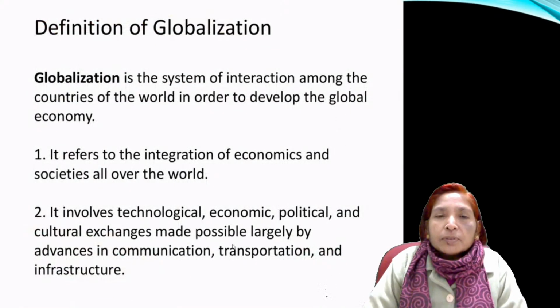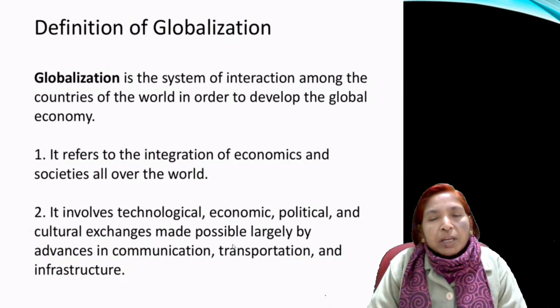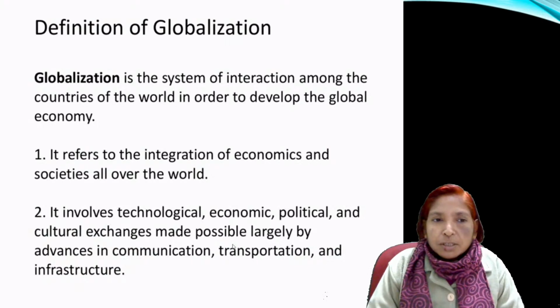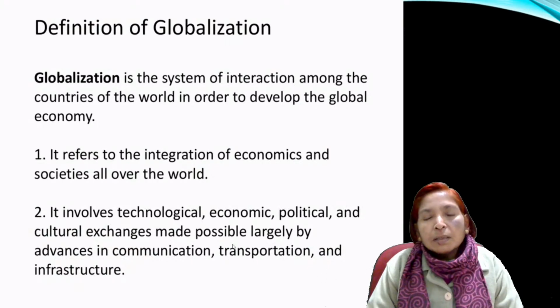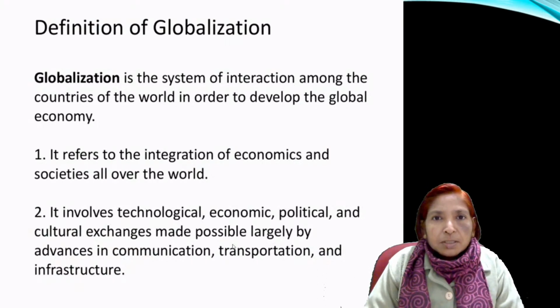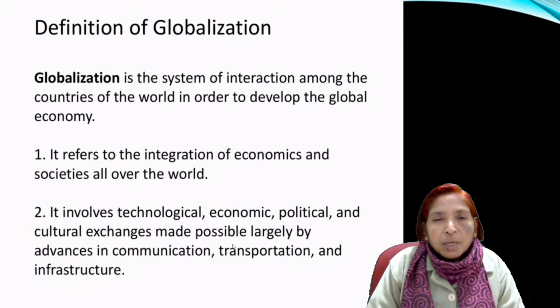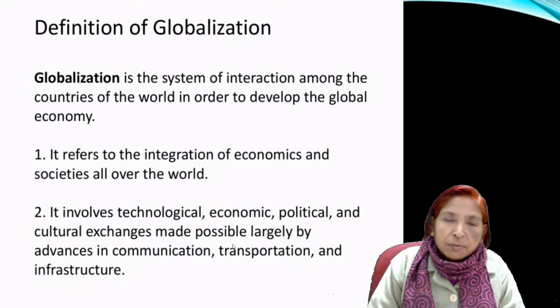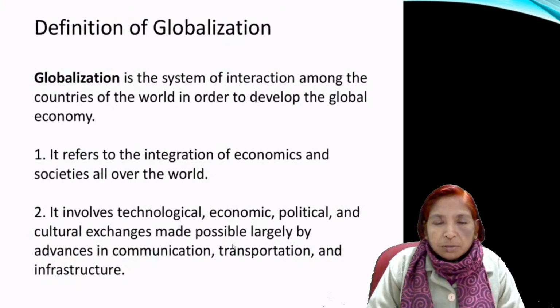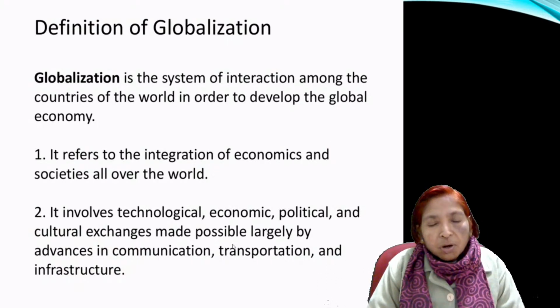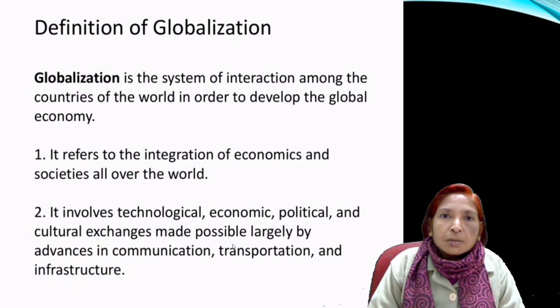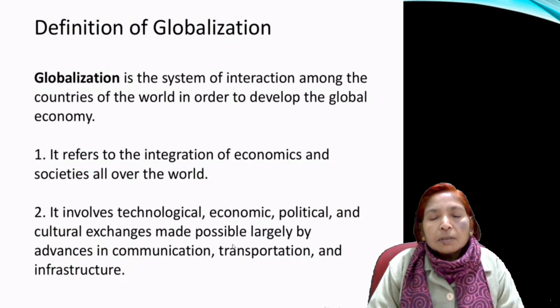So what is the meaning of globalization? We can define globalization as a system of interaction among the countries of the world in order to develop the global economy. At present, we all are living in a globalized world. Globalization refers to a process in which we can increase the integral relationship with the rest of the world. So globalization is the system of interaction among the countries of the world in order to develop the global economy.